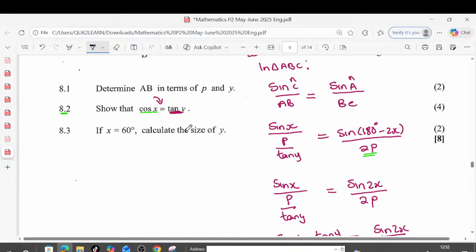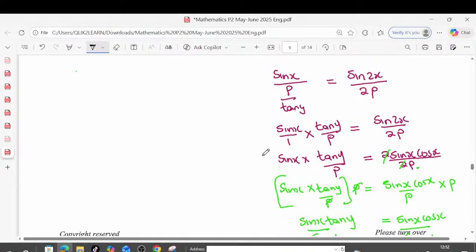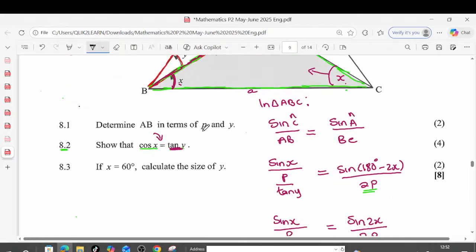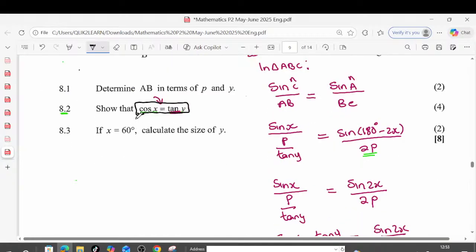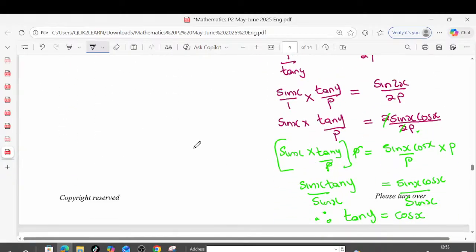If x is 60, we are given the value of x to be 60. Say at the end, y divides sine x. Someone is asking, why do we divide sine x? Remember, the question wants us to prove that cos x is equal to tan y. So the aim is to remove everything and leave this side with only cos.